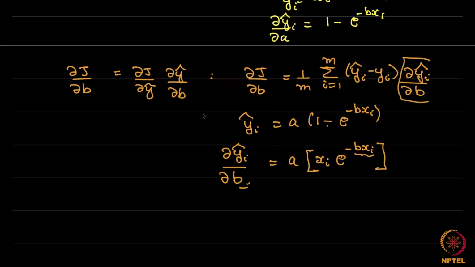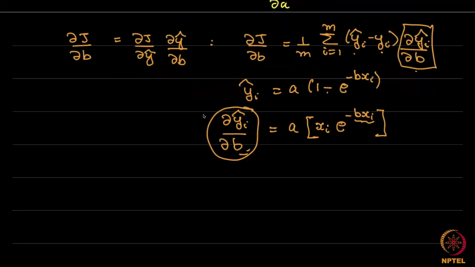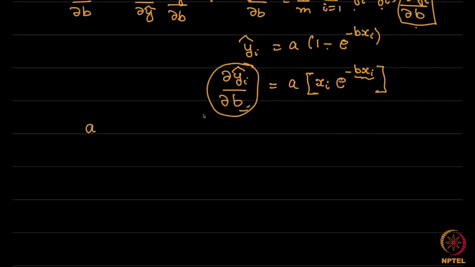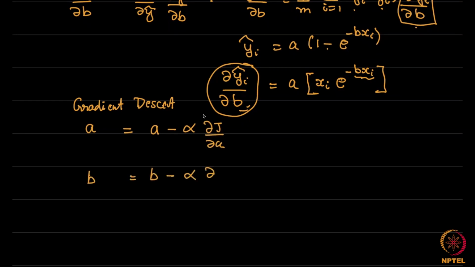So once again, you can program it this way: y hat_i minus y_i multiplied by del y hat del b. This is what is going to go into our program. We are simply going to say that the gradient descent update for A is whatever current value it has minus some learning rate multiplied by del J del A. Similarly, B is going to be whatever current value of B it is, minus alpha multiplied by del J del B.